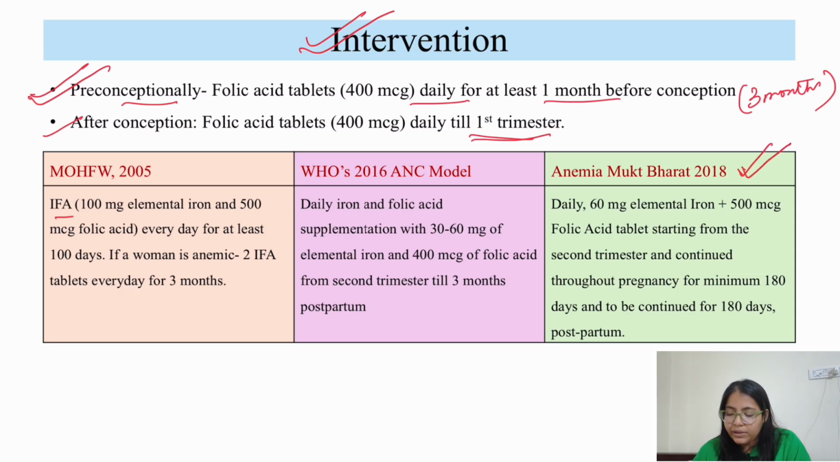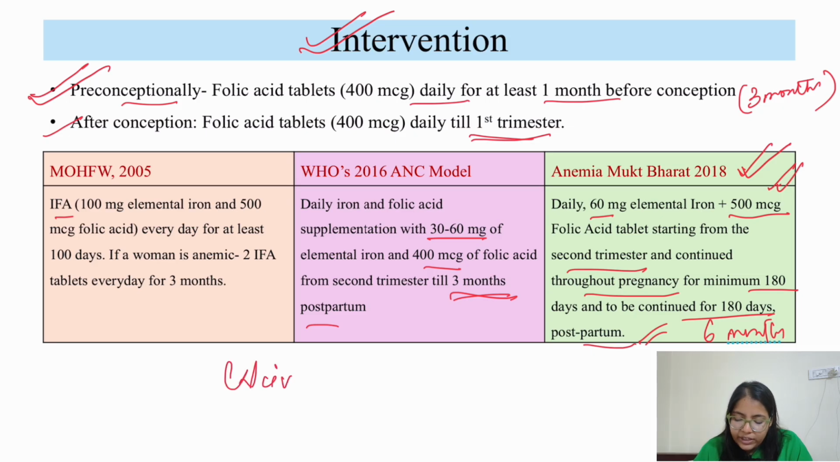In India we follow Anemia Mukt Bharat, where we give 60 milligram of elemental iron with 500 microgram of folic acid in 1 tablet from second trimester and continue throughout pregnancy for a minimum of 160 days and till 180 days postpartum. Okay, means 6 months postpartum. And WHO says 30 to 60 milligram elemental iron plus 400 microgram of folic acid, same from second trimester till 3rd month postpartum. So don't get confused, this is what we follow in India.